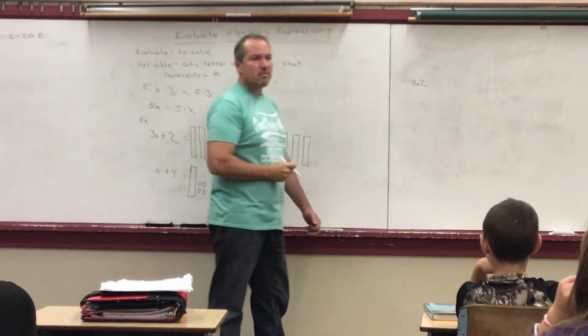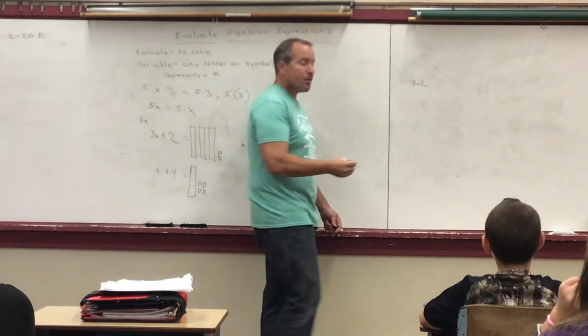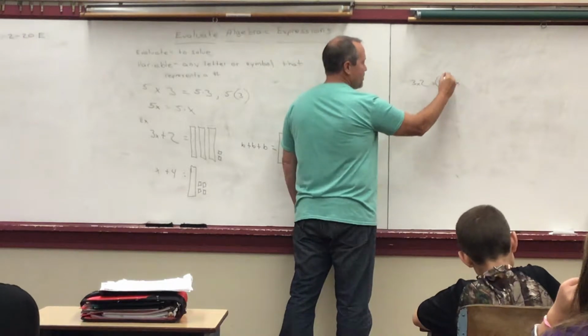Okay, good. Now keep in mind, multiplication is commutative, right? So you can take 3 times 2 times x. 3 times 2 is 6. Now you'd have 6x.